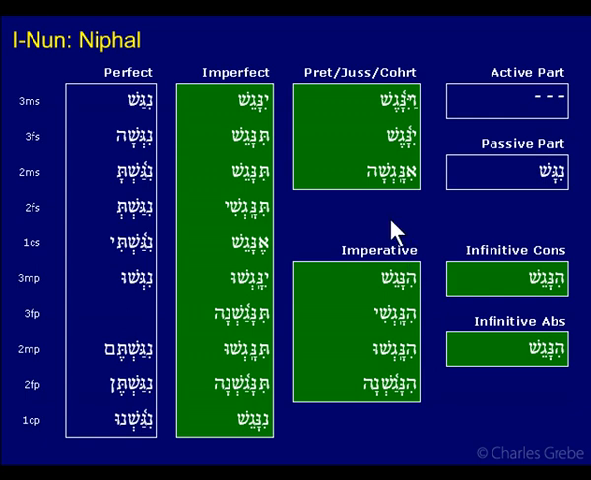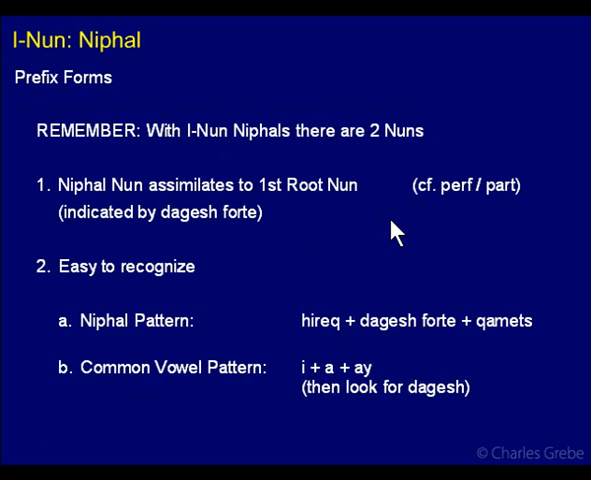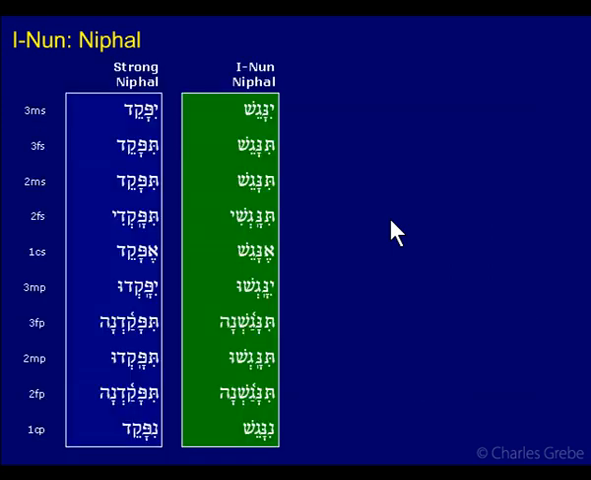Okay, what about the imperfect and the other forms related to it? Well, they behave just like the perfect. Let's look at this here, the comparison. Yipaked, yinagesh. See, they're all the same. Tipaked, tinagesh. The reason they're the same is because you have your two nuns. So let's do nagash again. You have your first nun in the root. You have your first nun for the Niphal, and then you have a prefix here.